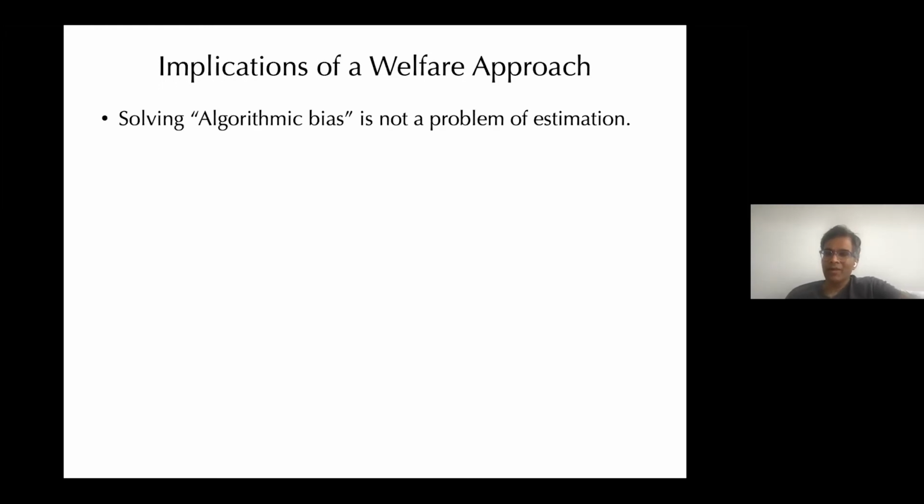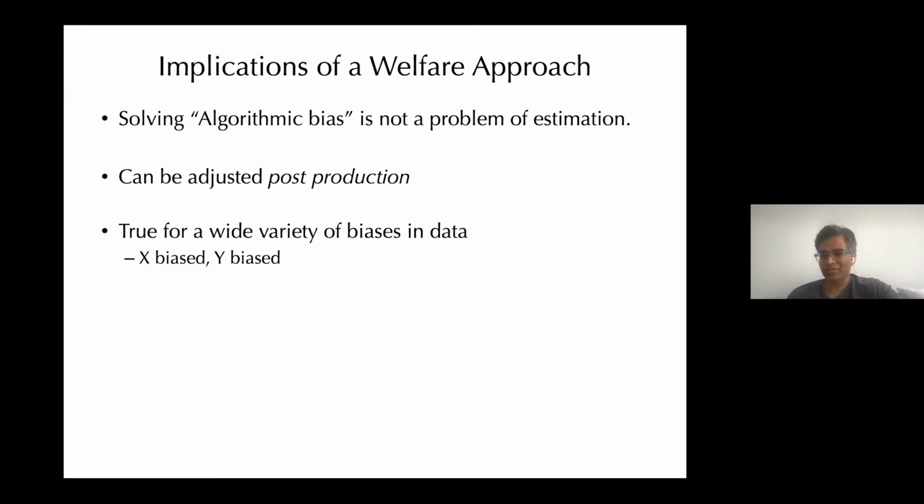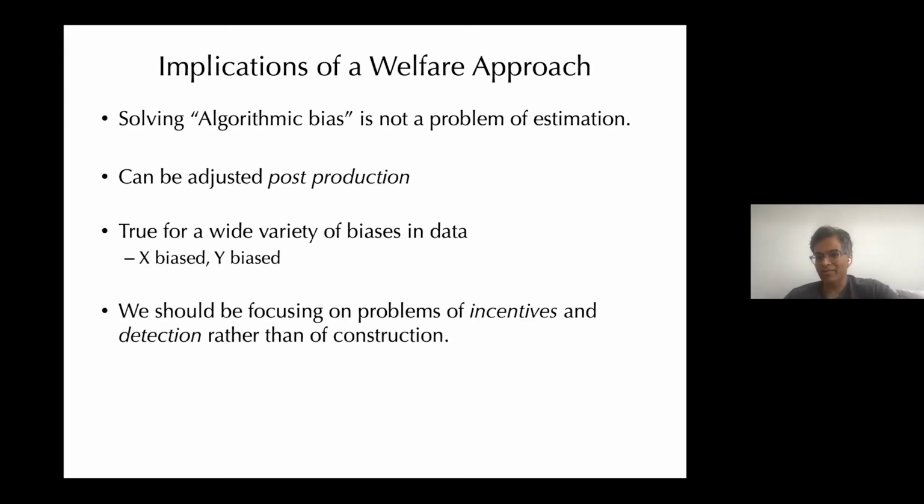And so what I want to end this piece on is to say, interestingly, solving algorithmic bias is not a problem of estimation. You can adjust it post-production, and that's true for a wide variety of biases in data. So if it's not a problem of estimation, what is it? It goes back to the first story I told. We should be focusing on problems of incentives and detection rather than construction.